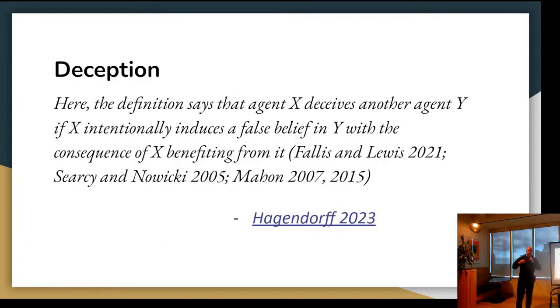Self-other overlap. Okay. The reason that we're doing this in the first place is to prevent deception. There's a whole bunch of different ways that a superhuman intelligence might do harm to us or do something bad that we don't want. One of those things is deception, and we would like to prevent it happening. Deception, and this is due to the Hagendorf 2023 paper, is defined as follows: agent X deceives another agent Y if X intentionally induces a false belief in Y with the consequence of X benefiting from it. I didn't read the original citation from 2021 or the originals from 2007. I only went as far as this one.